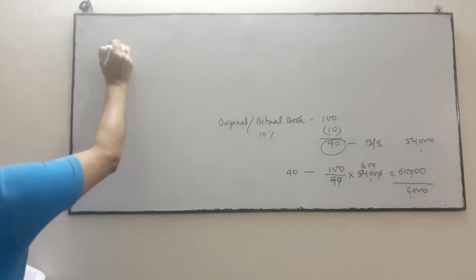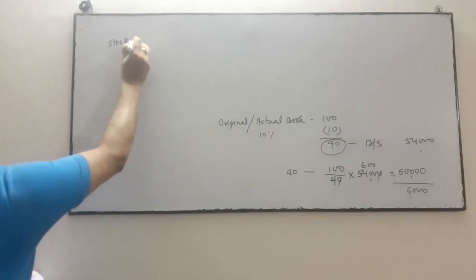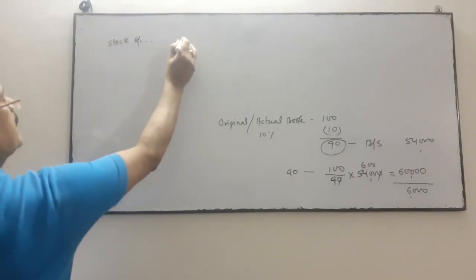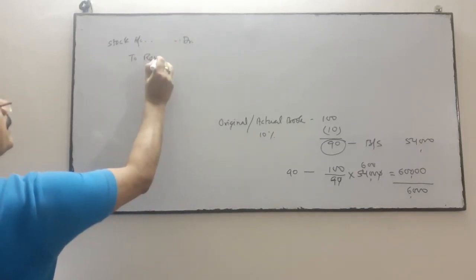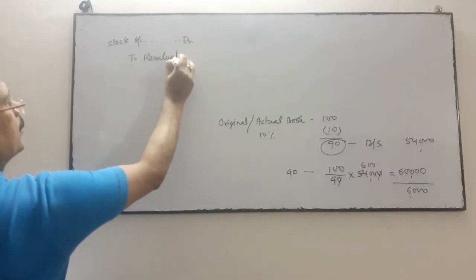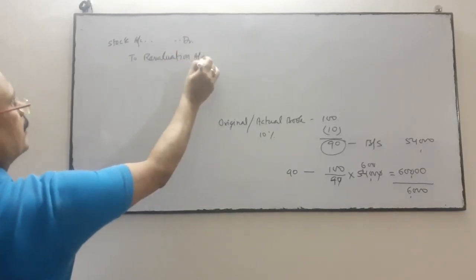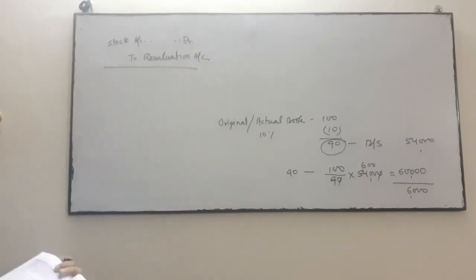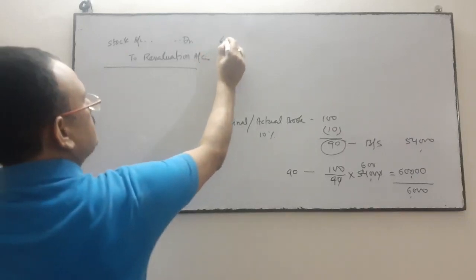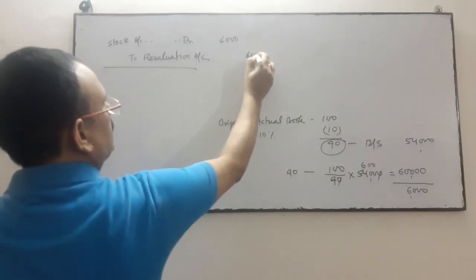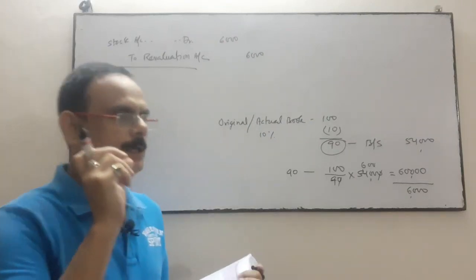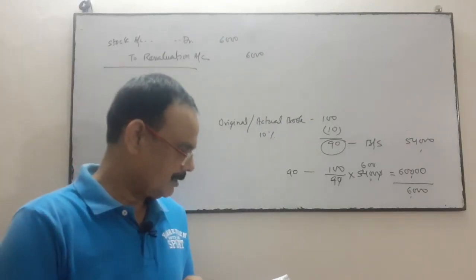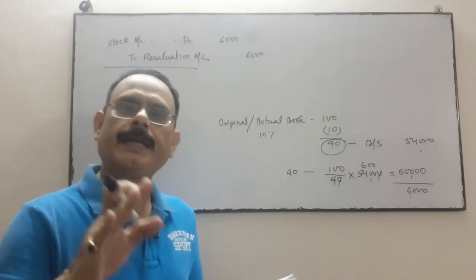Stock account debit. It will be posted in the credit side of revaluation account because it's a gain. Stock account debit to revaluation account. Stock account debit to revaluation account, by how much amount? 6,000. Okay? Is it clear?